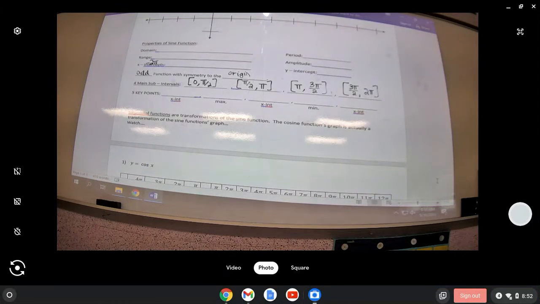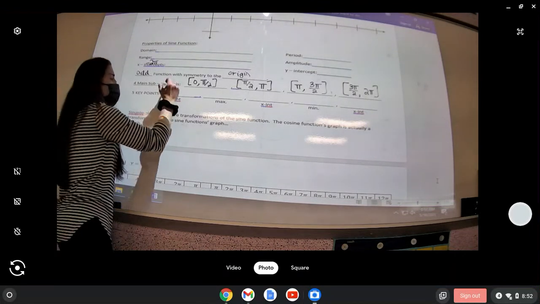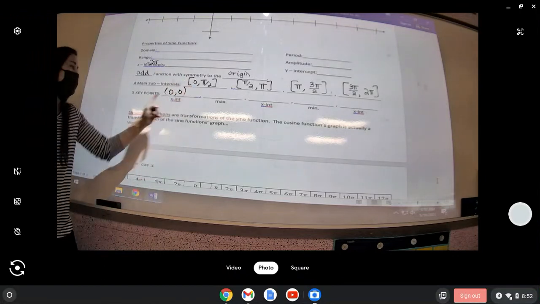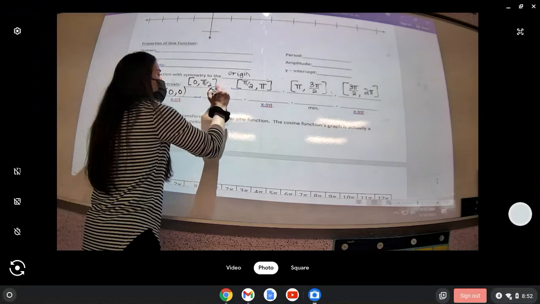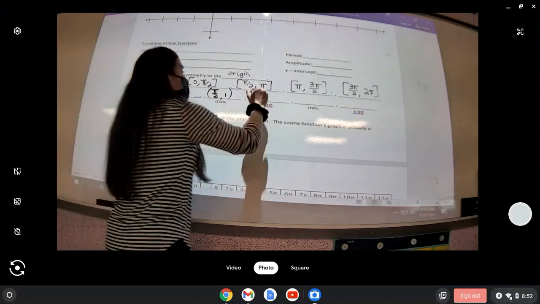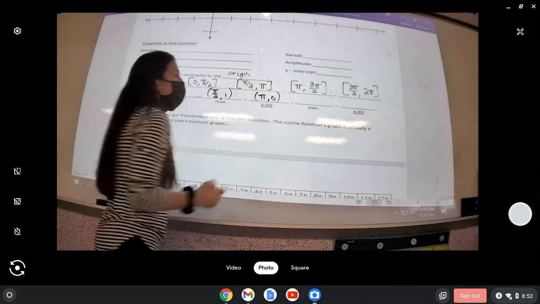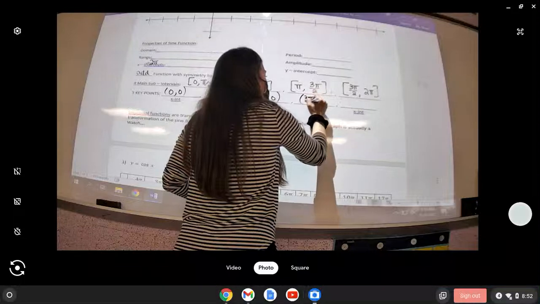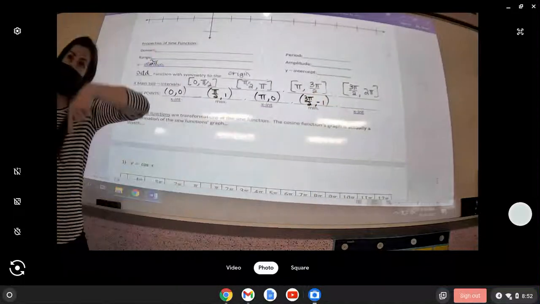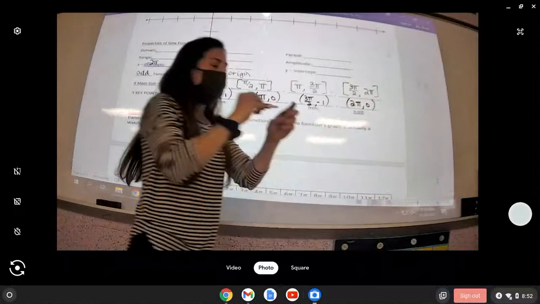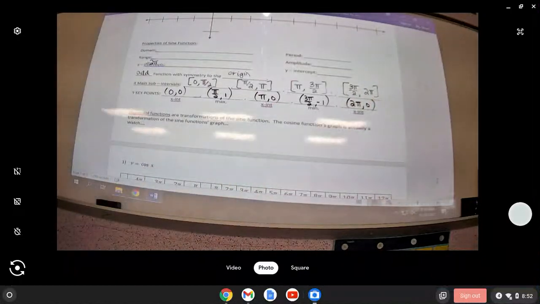All right, and then your key points were 0, 0. The sine of 0 radians, the ratio was 0. Pi over 2, 1, the sine of pi over 2, the y coordinate was 1 there. Pi, 0. 3 pi over 2, -1. And then we're back to 2 pi where we started at 0, and 0 comes back out. Those are the 5 key points that we use to create that first cycle.